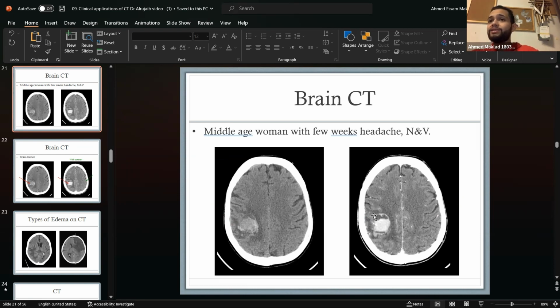And a mass that takes up contrast means that this mass has vessels in it, has arteries and veins in it. And that indicates tumors, okay? Because abscesses only contain fluid and debris. They don't contain vessels, right? And that's how you know that this could be a potential tumor, all right?